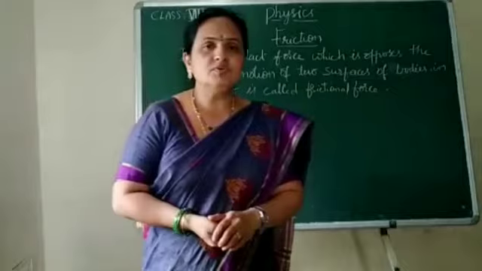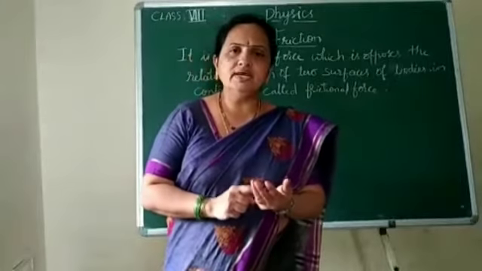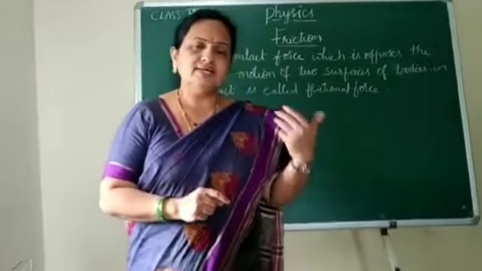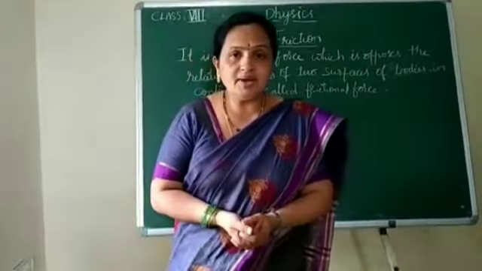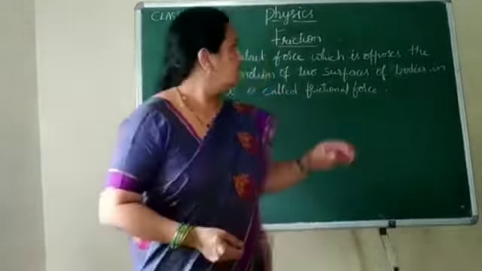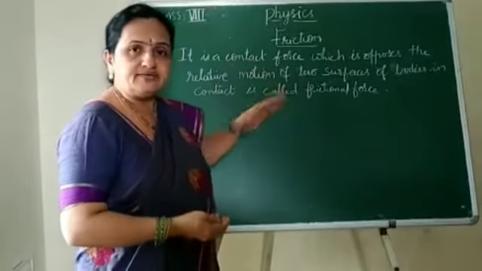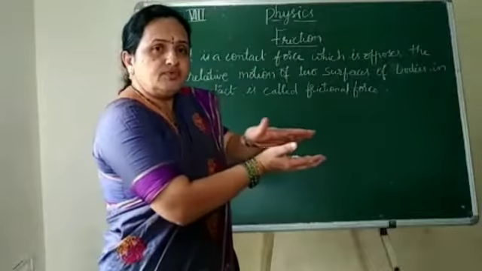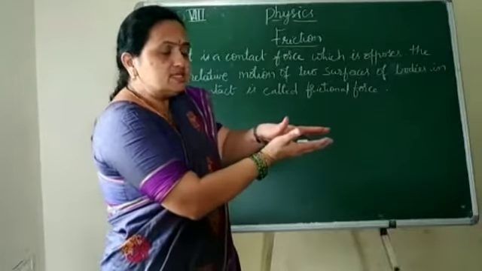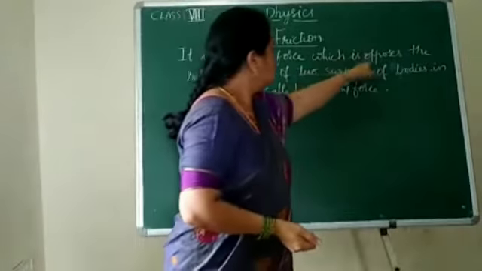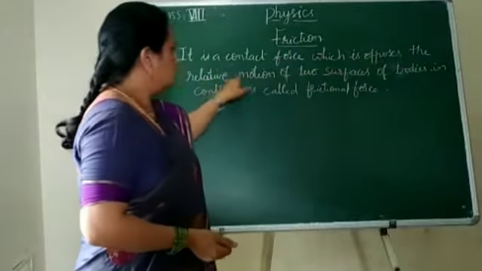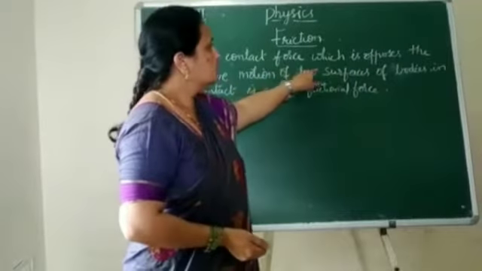To learn the types of frictions. In that one type, we already did an activity. What is that? Static friction. Again, I am reminding you what friction is. Friction is a contact force. On the floor, when the object is in motion, it is in contact with the floor. So that is a contact force which opposes the relative motion of two surfaces.